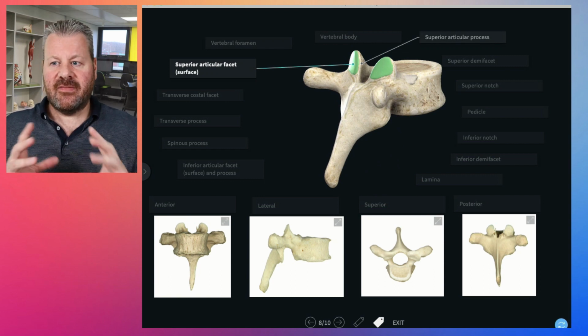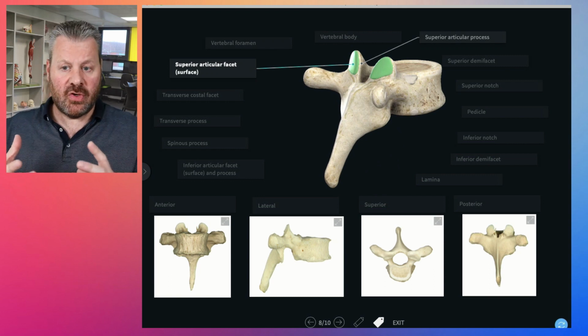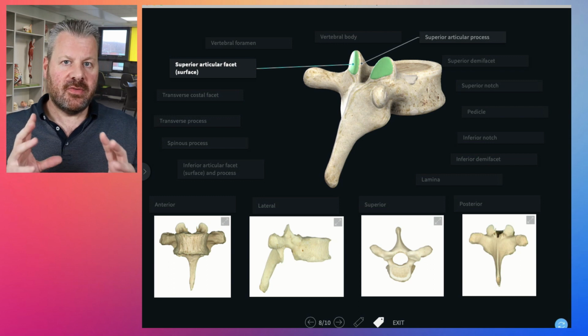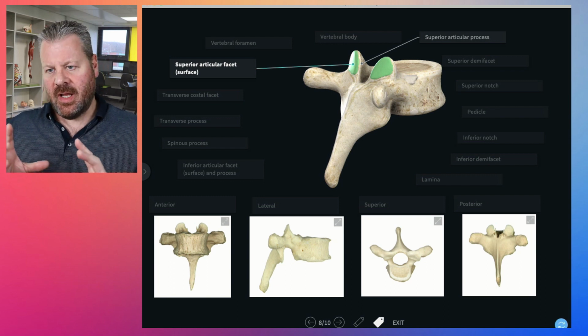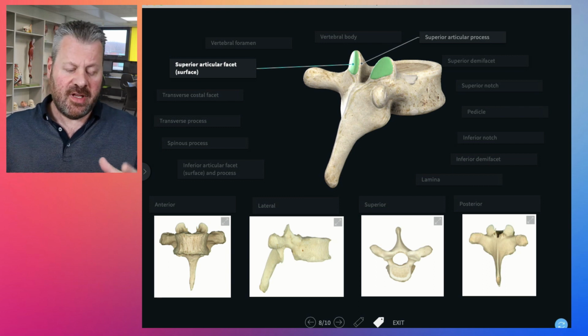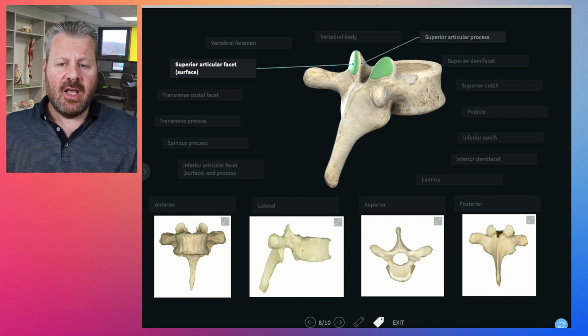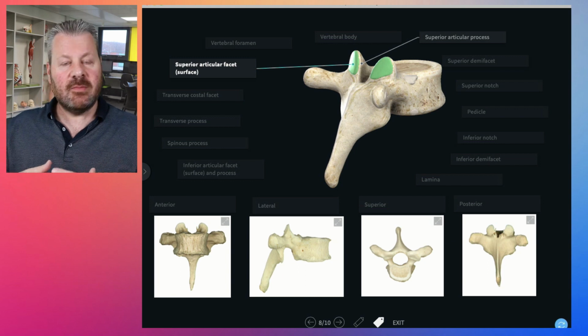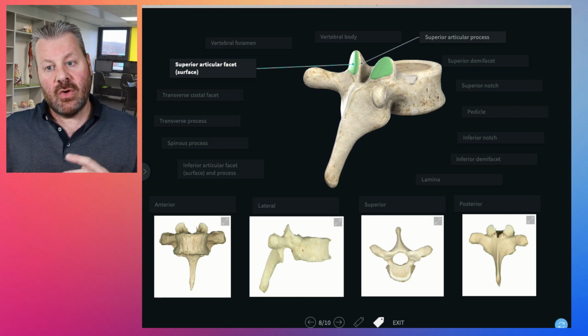Superior articulating facet at the top. Now these are synovial joints, and this is important to therapists in treating the spine, that they appreciate that these joints are synovial joints, therefore they have capsules and ligaments. They can get swollen, they can get inflamed, and often that needs treating and can be a cause of back pain.